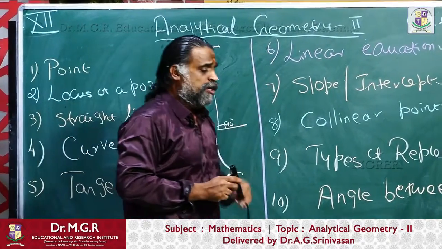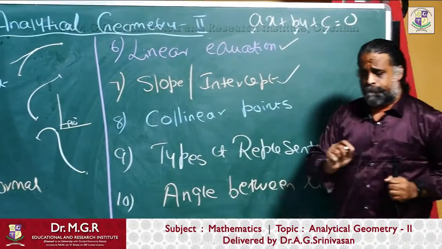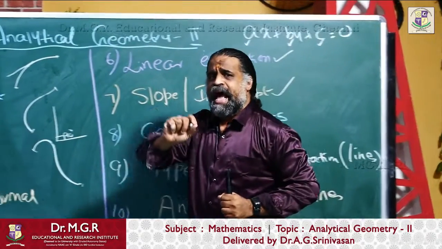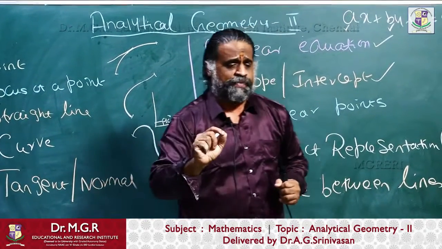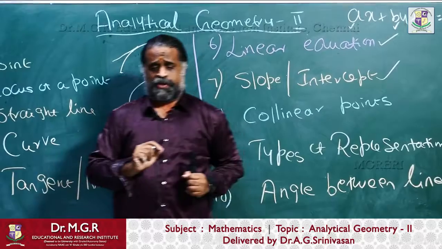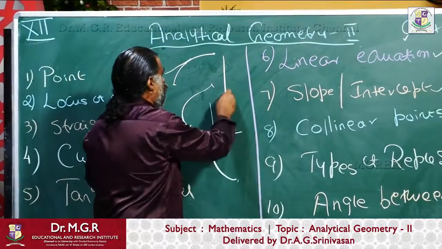Let's start with the slope and the intercept. We talked about a straight line. Suppose a straight line makes an angle theta with the x-axis. In two-dimensional geometry we have the x-axis and the y-axis. Maybe you can draw it like this, this is the x-axis.